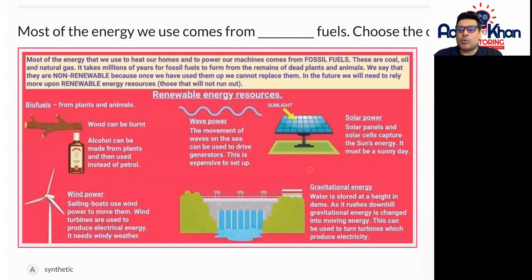And finally, we have gravitational retention dams, and the water from the top of the dams comes crashing down. And when the water hits the ground, there are turbines there which constantly turn round and round and round when the water is smashing into the ground. And this then, in effect, creates energy.